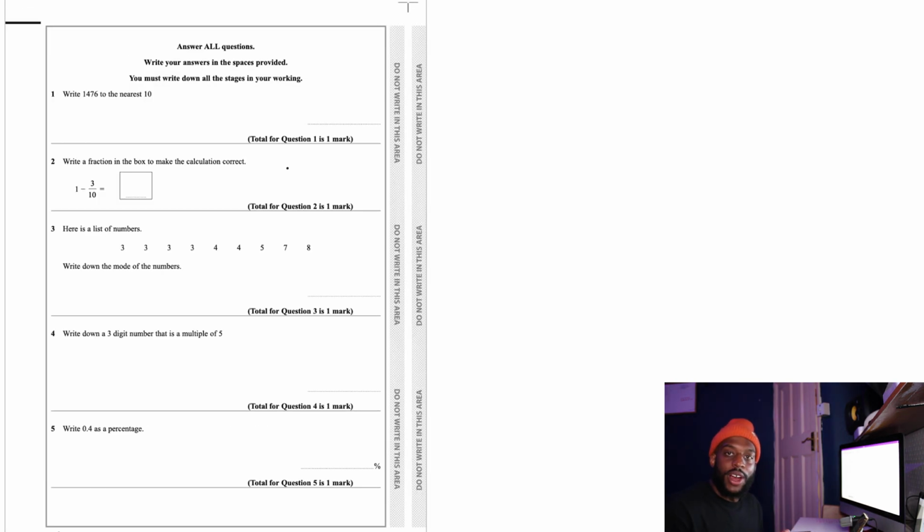Let's get into it. We've got a rounding question. 1476 to the nearest 10. That's going to be 1480. Next we have a fraction question. 1 minus 3 over 10. That's going to be 7 over 10.